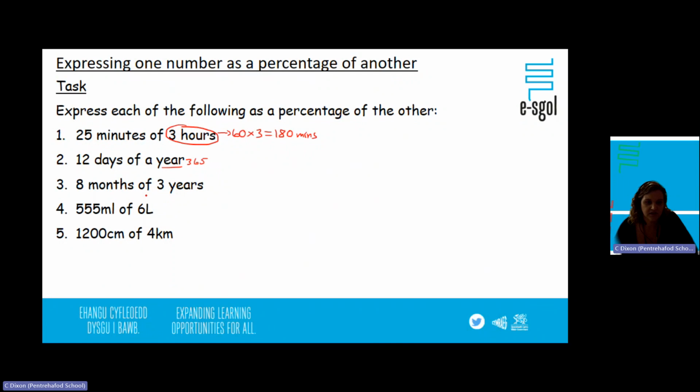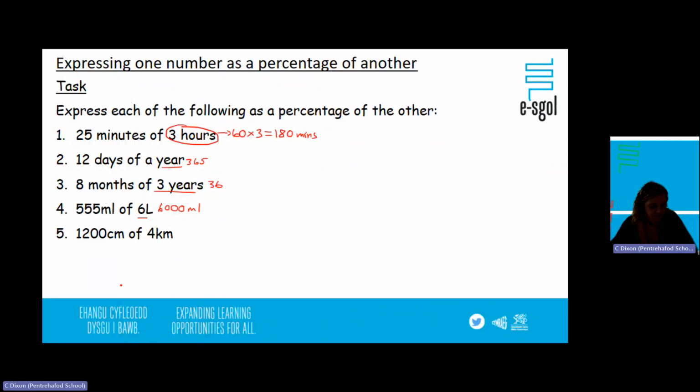There are 12 months in a year. So if I've got 3 years, that's going to be 36 months. There are 1,000 milliliters in a liter. So 6 liters is 6,000 milliliters.